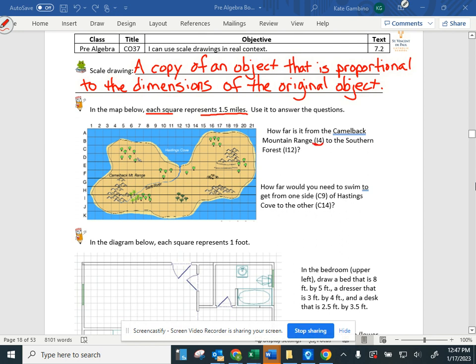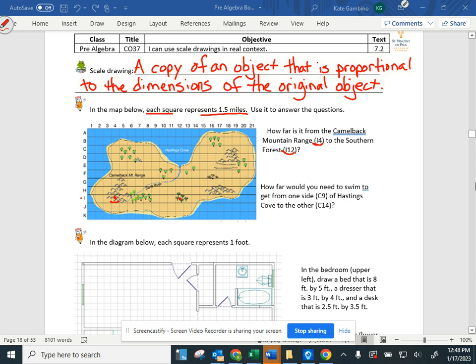So that's an I, it's not a 14, it's I4. So if we look at I4 right here. If we're at I4 and we want to go to the southern forest, which is I12. So I12 is right here. We need to figure out how many miles that is. So this square is 1.5, because one square represents 1.5 miles. You need to count how many squares that is.